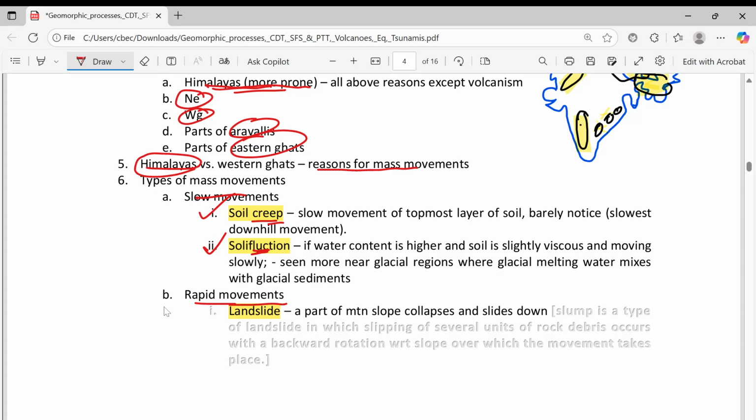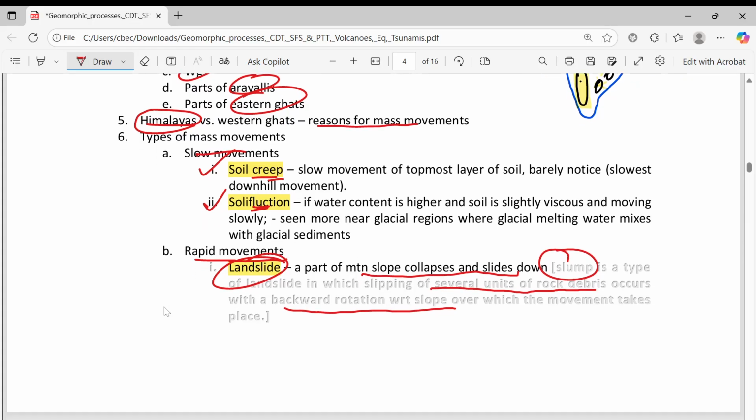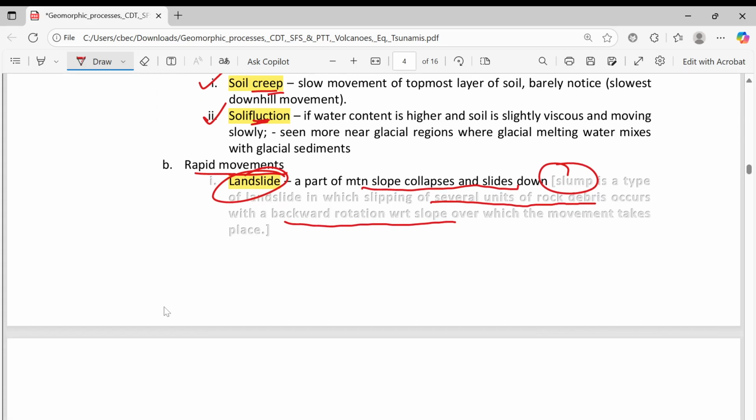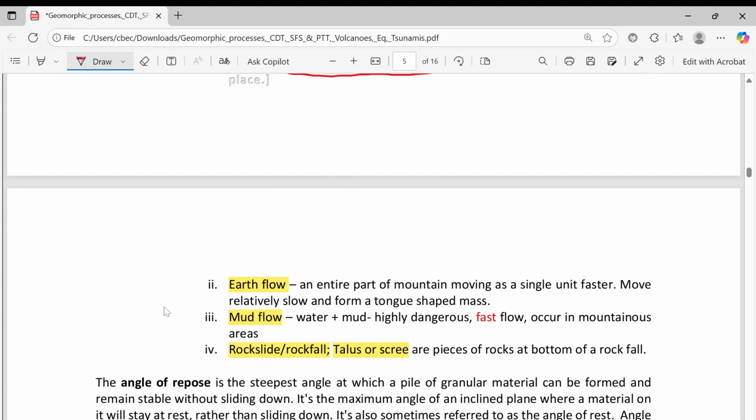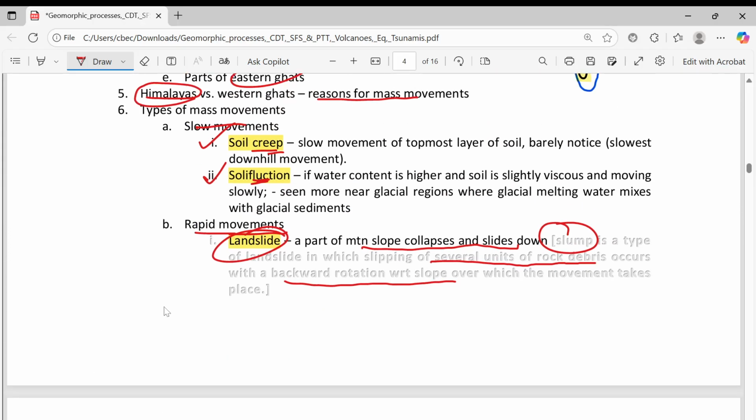Then rapid means landslide is rapid. It's very rapid, you can say. Mountain slope collapses and slides. There is one called slump, which is a type of landslide, in which several units or several blocks of rock come down with a backward rotation with respect to the slope. That is what slump is. Slump is also a type of landslide, but there is a backward rotation of this debris, the fragmented weathered rock moving down. That is rapid movement. Landslide is very important. And as opposed to slump, if no rotation is there, that is called debris.